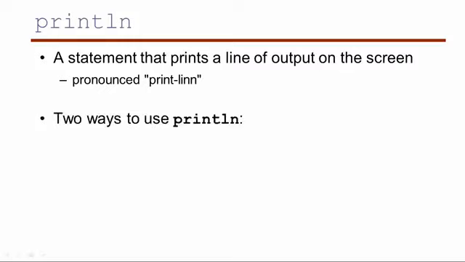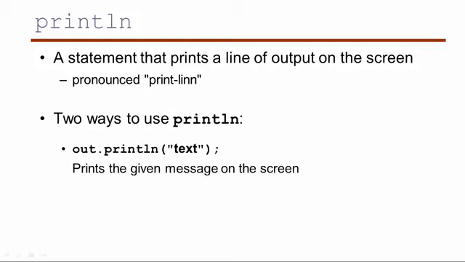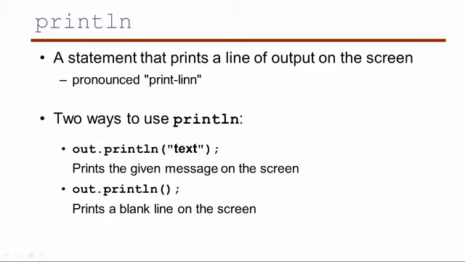So the println statement displays output on the screen or a text box associated with the out object. There are two ways to use the println statement. You can use it to display a specific message, or you can use it to print a blank line. Next, let's look at how we specify the words we want printed.